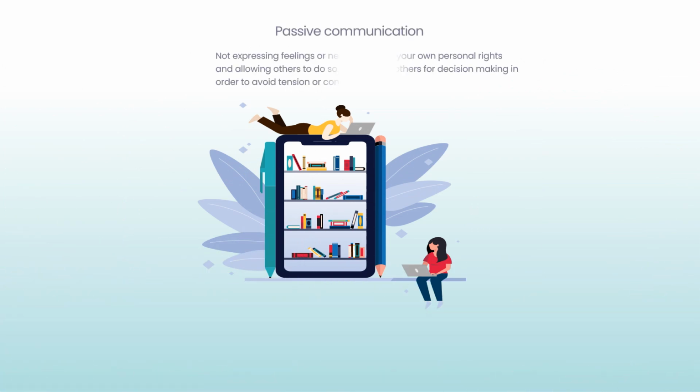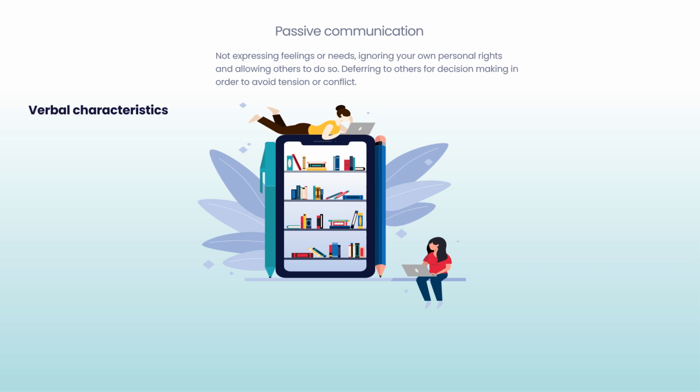Passive communication: not expressing feelings or needs, ignoring your own personal rights and allowing others to do so, deferring to others for decision making in order to avoid tension or conflict. So in this style of communication, you are keeping your feelings and your needs to yourself. You are ignoring your own personal rights, and you are allowing others to do so to you. Why are you doing this? The reason is that you are avoiding tension or conflict. Is it right to do so? We are going to see that.